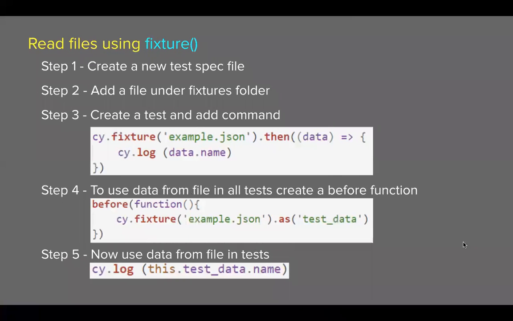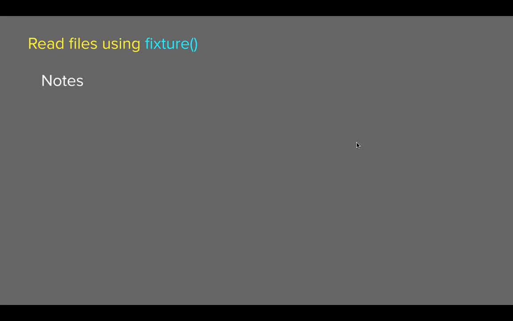So we can use this as well. We can create a before function, and then in any of the tests of that particular file, we can directly use this alias testData and access the values of that file. So this was reading the files using fixtures.